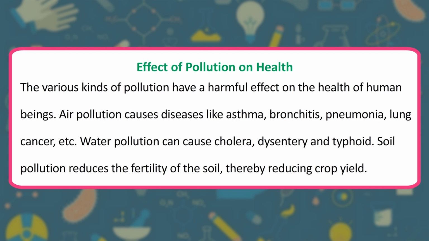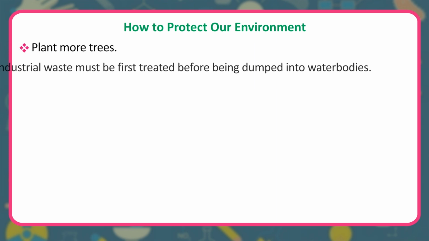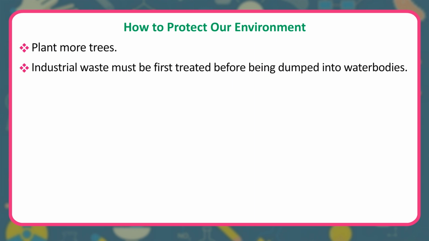Water pollution can cause cholera, dysentery and typhoid. Soil pollution reduces the fertility of the soil, thereby reducing crop yield. How to protect our environment? Plant more trees. Industrial waste must be first treated before being dumped into water bodies.